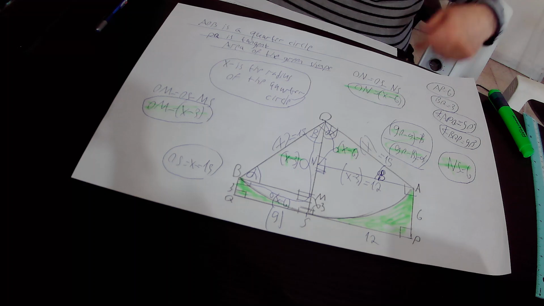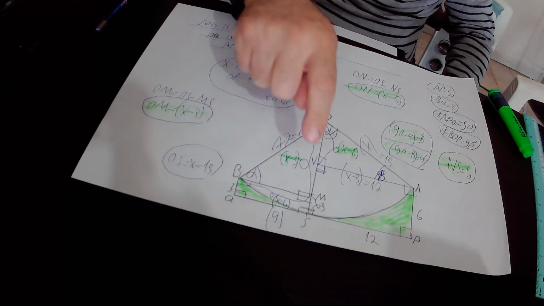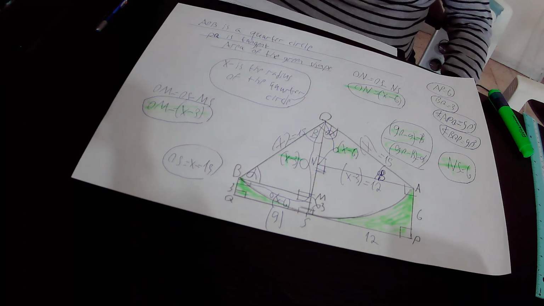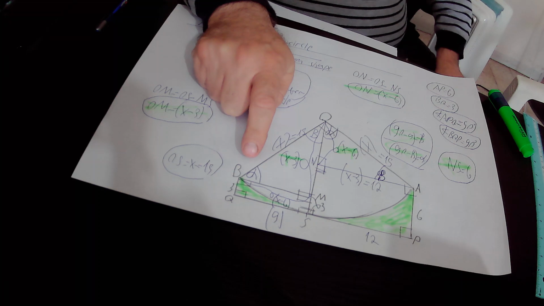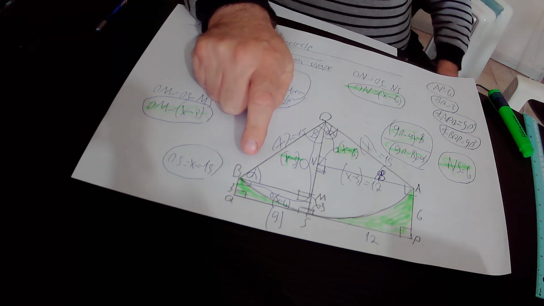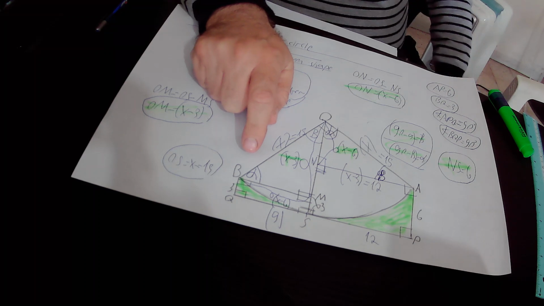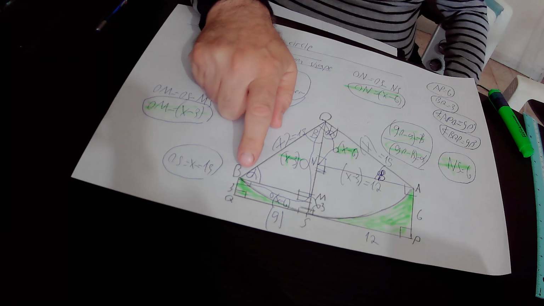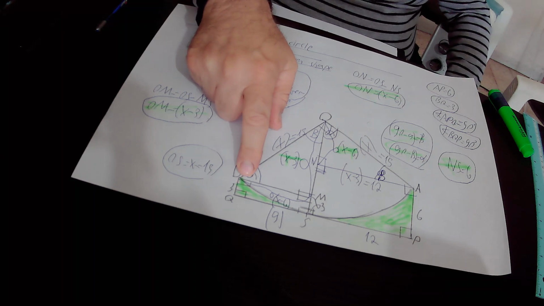So inside this quadrilateral BMQS, we have 1, 2, 3 right angles. The sum of 3 right angles is 270 degrees plus the size of the fourth angle. In total, they must equal 360 degrees according to the rule that the sum of the angles in any quadrilateral is equal to 360 degrees. Therefore, the missing angle here must be equal to 90 degrees.